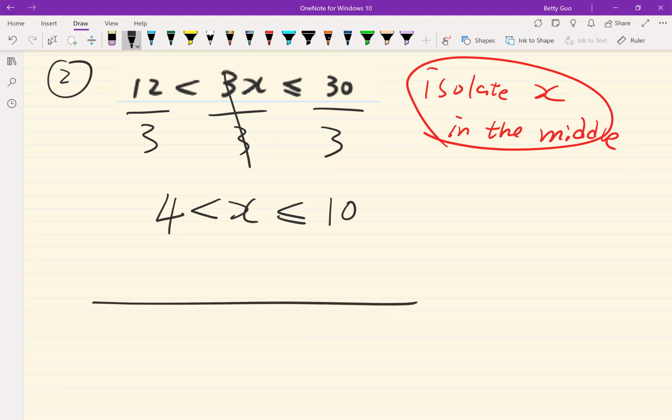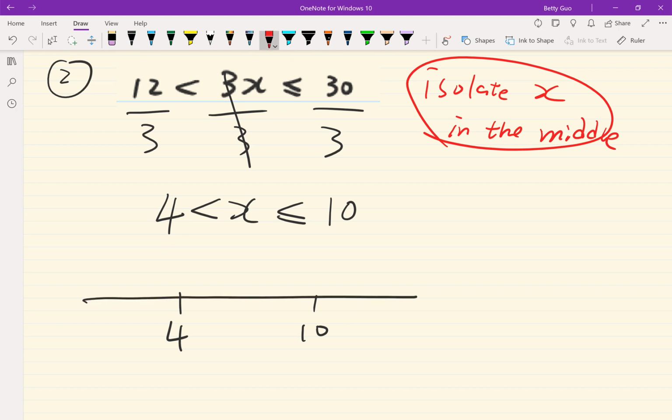So let's graph the solution set of the inequality. Let's say 4 is here, 10 is here, right? All the real numbers in between. And 4, tell me, is 4 a solution or not? So parenthesis. Tell me, is 10 a solution or not? Bracket.